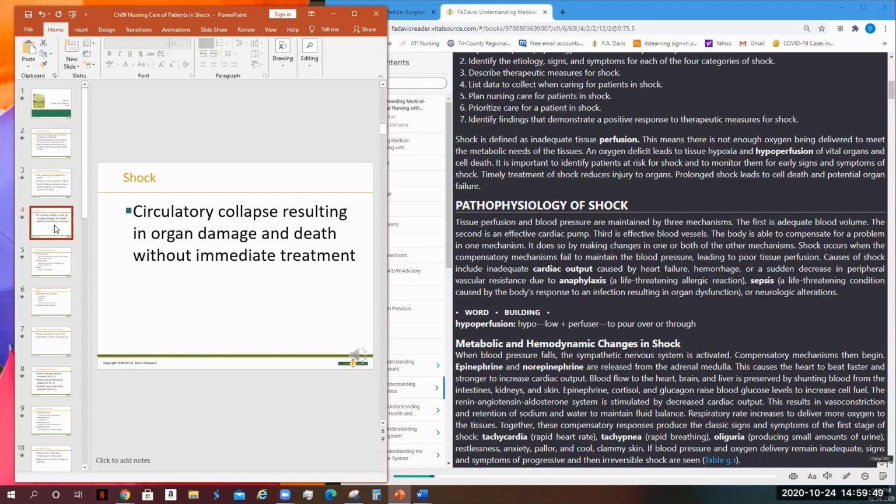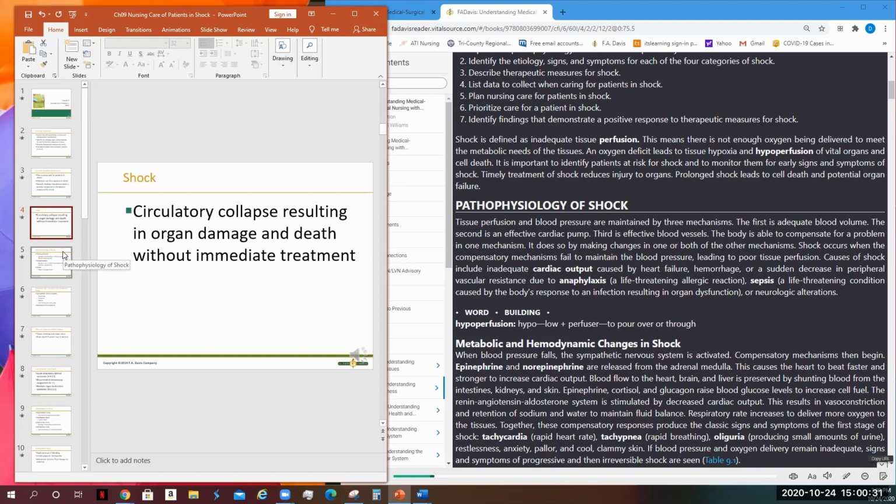Pathophysiology of shock. Tissue perfusion and blood pressure are maintained by three mechanisms. The first is adequate blood volume. The second is an effective cardiac pump. The third is effective blood vessels. The body is able to compensate for a problem in one mechanism. It does so by making changes in one or both of the other mechanisms. Shock occurs when the compensatory mechanisms fail to maintain the blood pressure, leading to poor tissue perfusion.